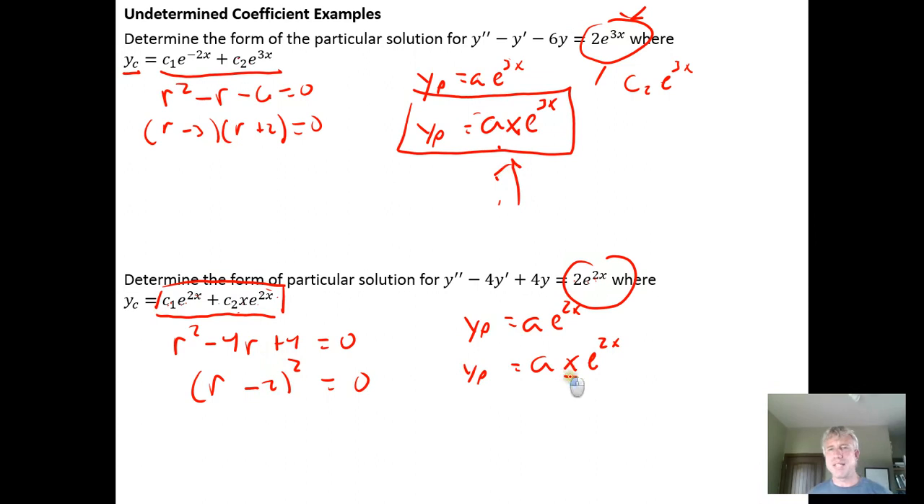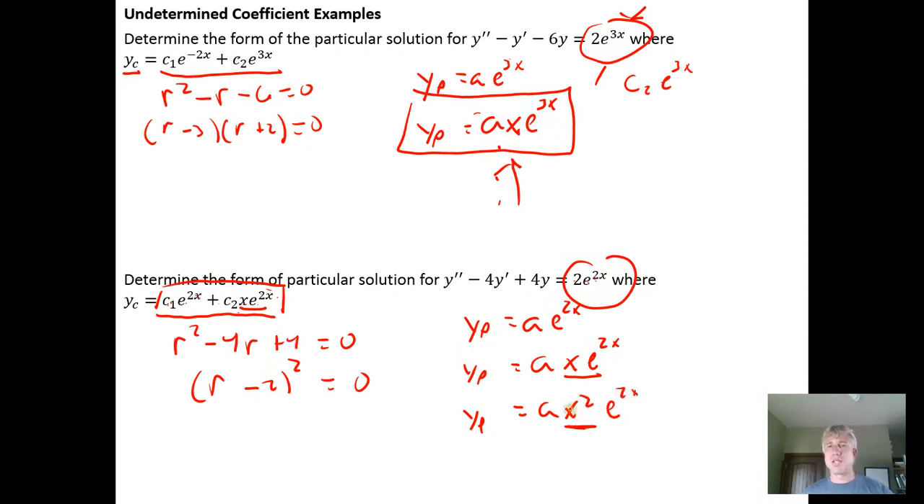But then when we look at this, we realize that this, as a guess for the particular solution, is also a member of the solution space for the homogeneous differential equation. So if we plug in a x e to the 2x and its first and second derivatives, it will also zero out the homogeneous differential equation. So in this case, we just step up our game one more time. We change our guess to a x squared e to the 2x.